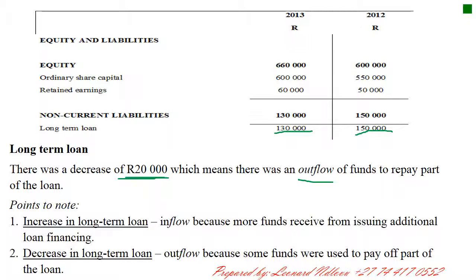An increase in long-term loan is an inflow because more funds were received from issuing additional loan financing. A decrease, on the other hand, represents an outflow because some funds were used to pay off part of the loan.